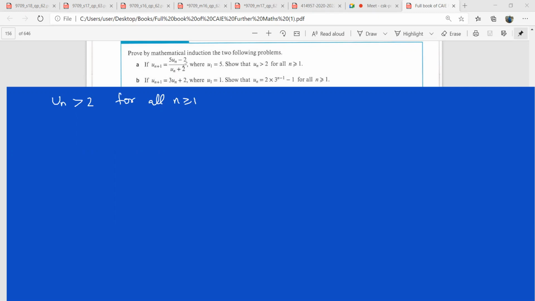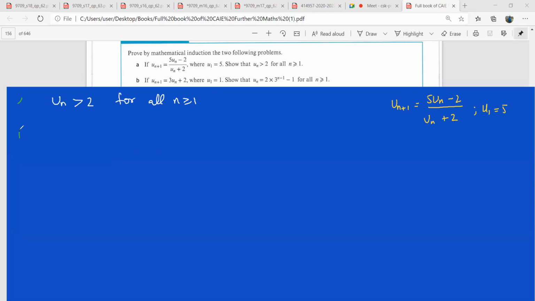Now this is the given information to us: un plus 1 is equal to 5un minus 2 over un plus 2, and we are also given that u1 is equal to 5. Okay, so let's start proving this.